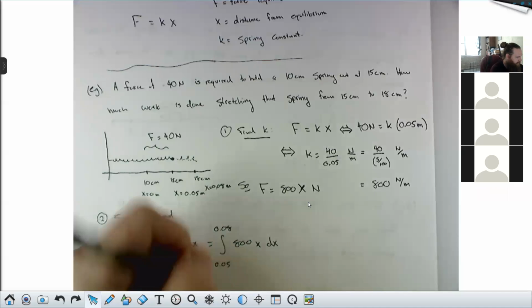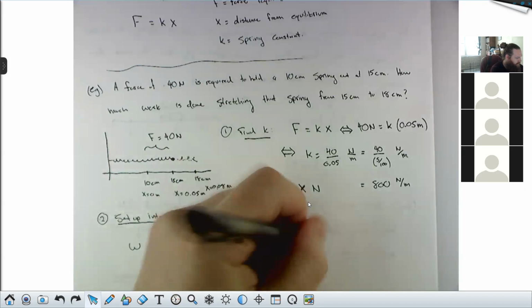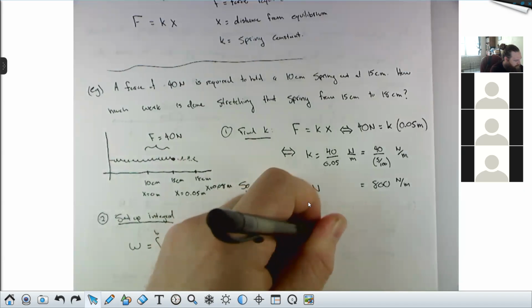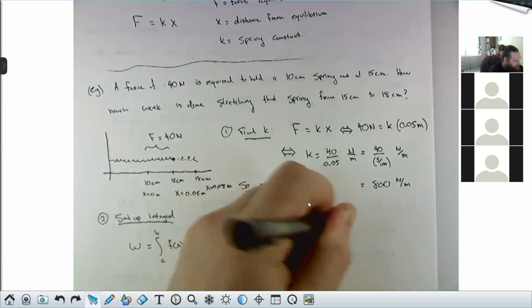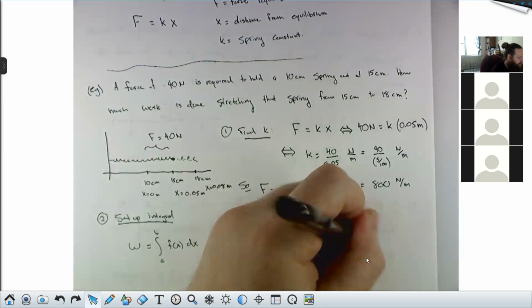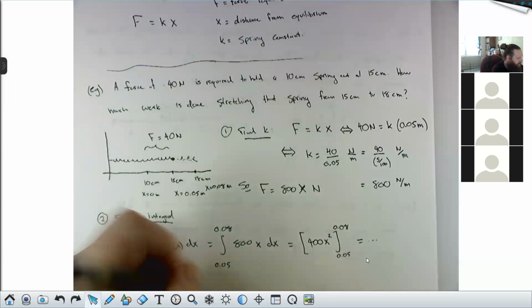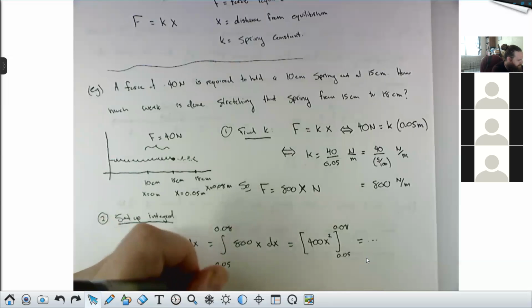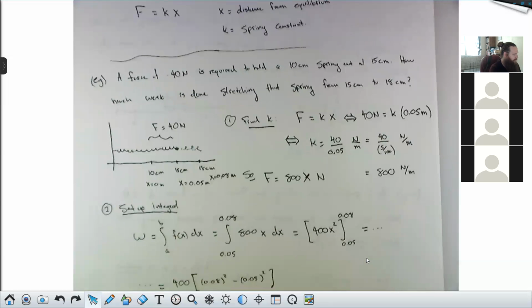So you calculate an antiderivative here. The antiderivative for x is 1/2 x squared. So this is going to be 400 x squared evaluated from 0.05 out to 0.08. And then you're going to have to do a little bit of gnarly arithmetic here, but we can do that. Pop the 400 out. And this would be 0.08 squared minus 0.05 squared. Neither of which are nice.